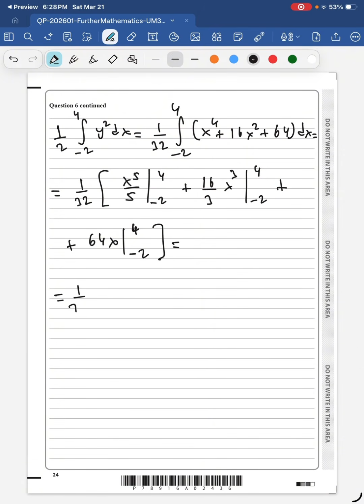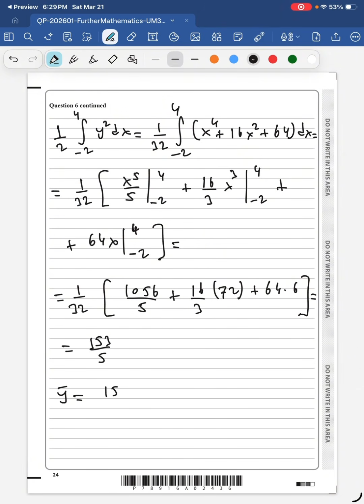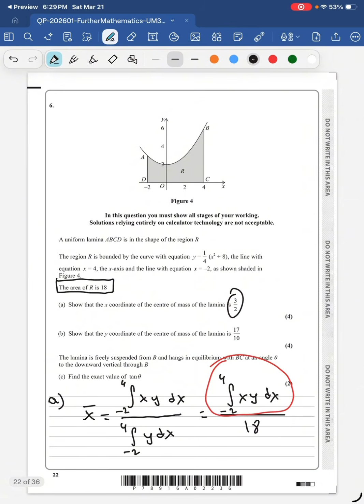Okay, so that's 1 over 32, and then we have 1056 over 5 plus 16 thirds times 72 plus 64 times 6. Okay, and this yields 153 over 5. So the y coordinate of the center of mass, 153 over 5 times 18, which we already have, yields 17 tenths. Okay, which is what we wanted to find. Okay, that was part B.